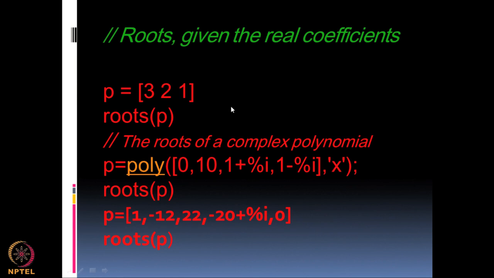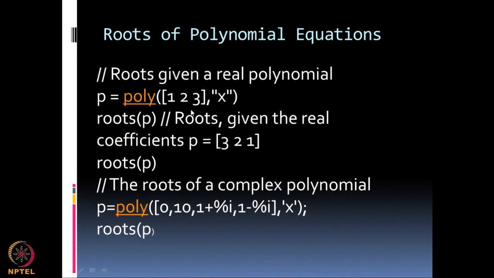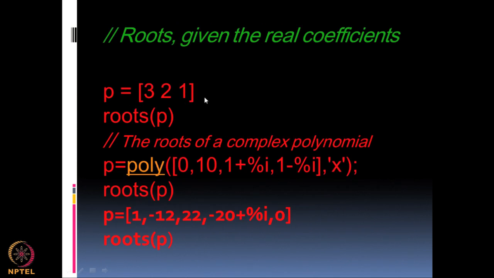So, this is the same thing here. I gave the coefficients of the polynomial, find out the roots. Now, in this case, p equal to poly, all these commands. So, these are the roots of a complex polynomial. So, from that I can generate a polynomial. But I think, polynomial coefficients, what was my earlier one? Giving the coefficients and finding roots is a much better option. So, use these commands p equal to 3 2 1 and roots p to find the roots of equations.